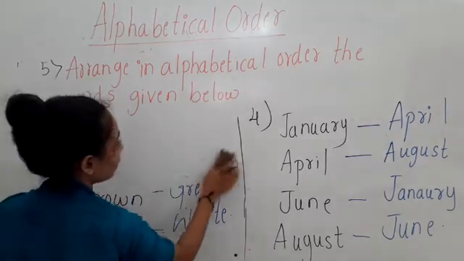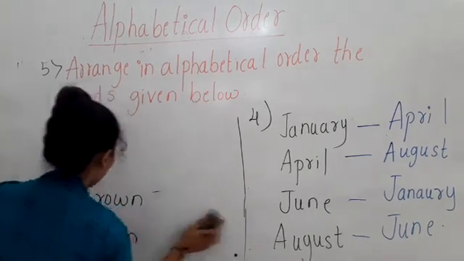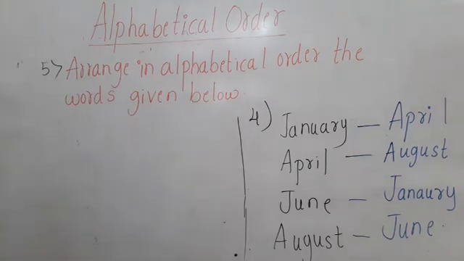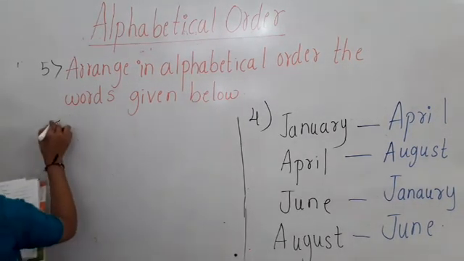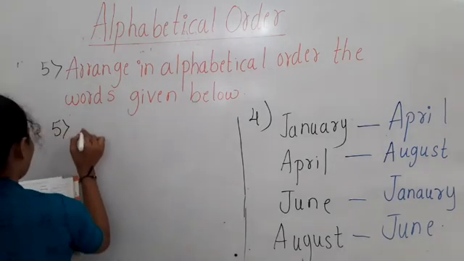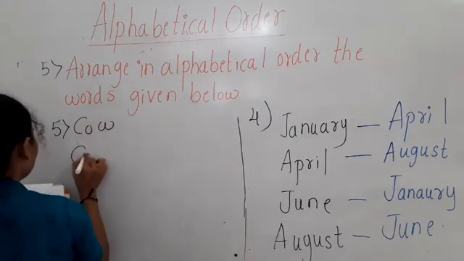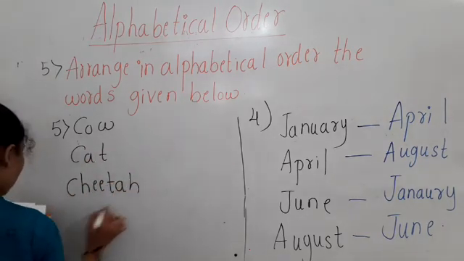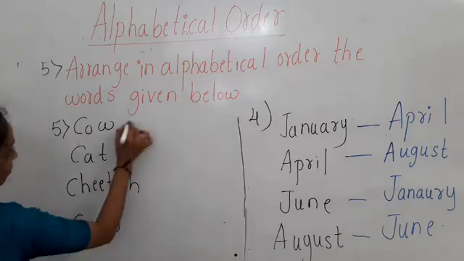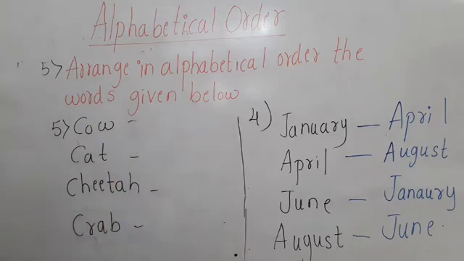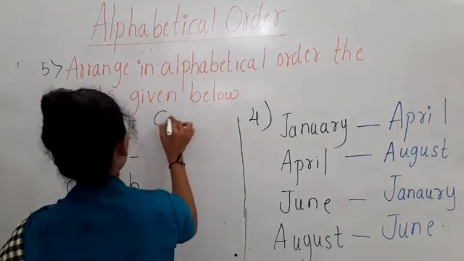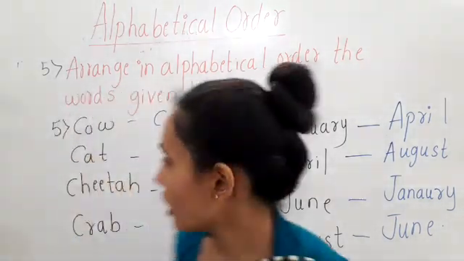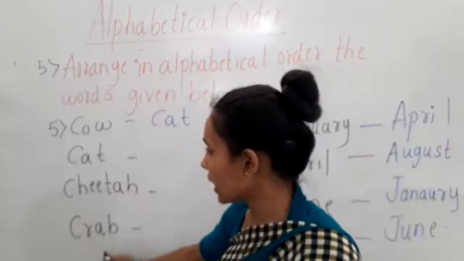Here in the fifth column we have the words cow, cat, cheetah, crab. So first one is cat. See children, all the beginning letters are same here. So we have to move on to the second letter.